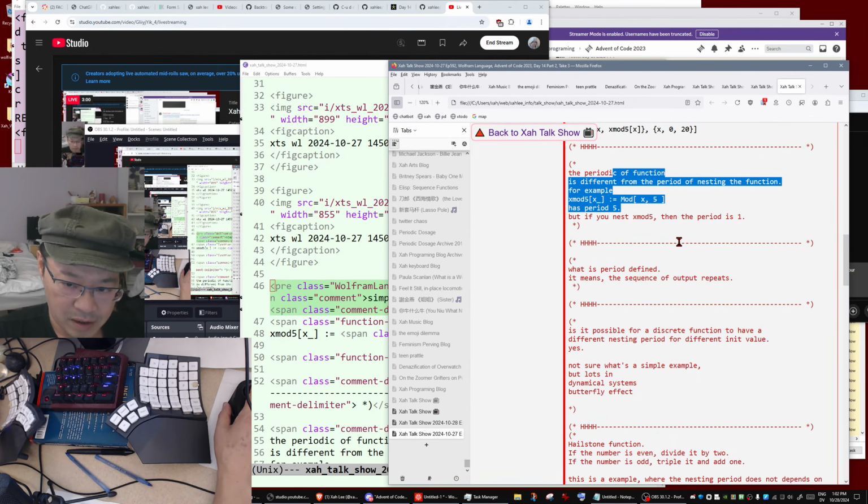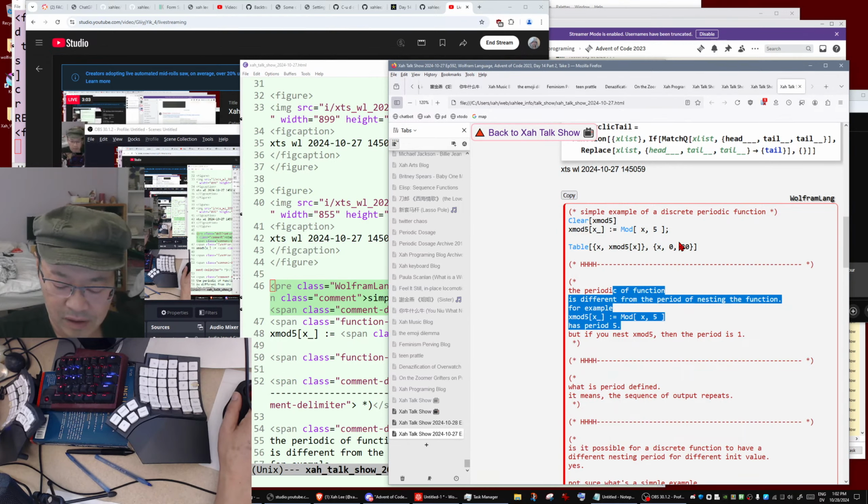But what we want is the periodicity of nesting a function. Given a function f, you pass in a value and get the output, then you take that output and pass it to the function again. You nest the function, so you get a new output. You repeat this process, and if the output repeats, 1, 2, 3, 1, 2, 3, or 3, 4, 2, 3, 4, 2, whatever it repeats, it's cyclic. The nesting of the function is cyclic.